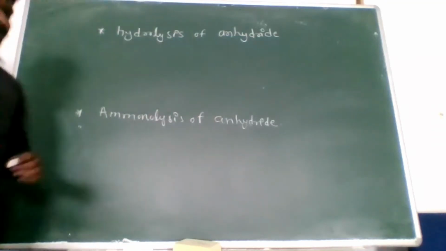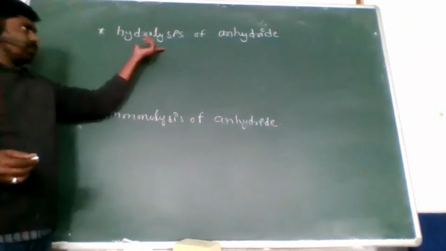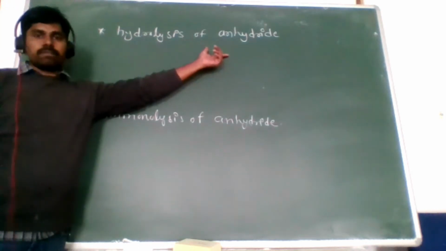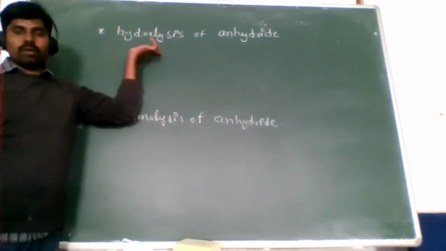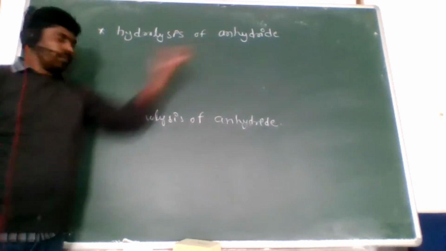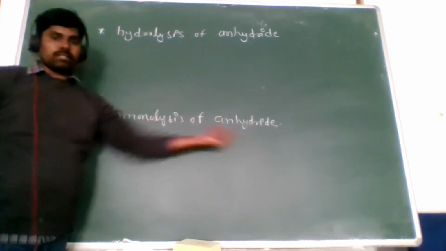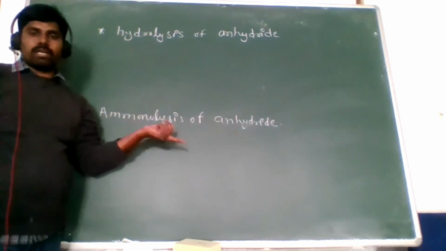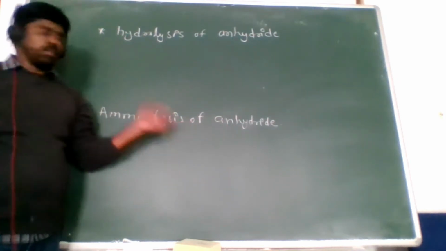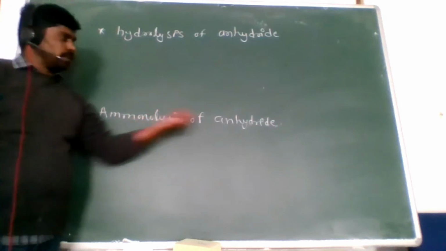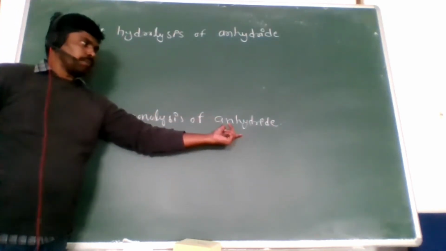Right. Next topic is hydrolysis of anhydride. So here, adding a water molecule to the anhydride. Next one, ammonolysis of anhydride. So we are adding ammonia or a primary amine or secondary amine. Okay. So we are adding an amine to the anhydride.